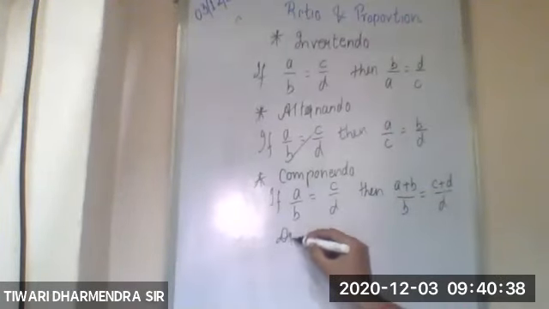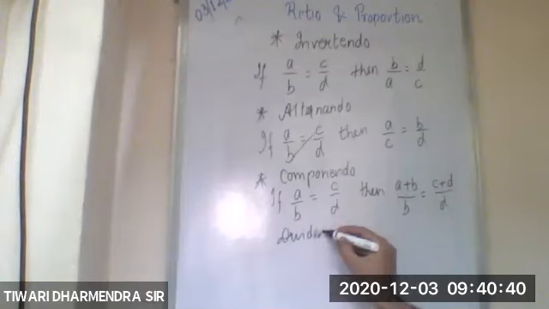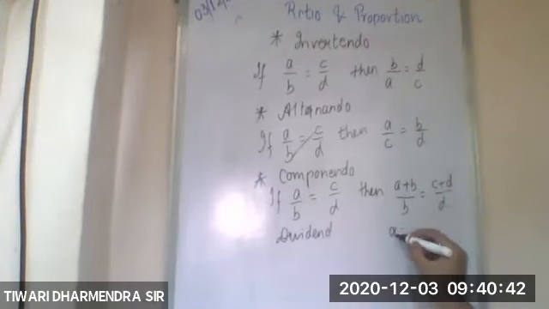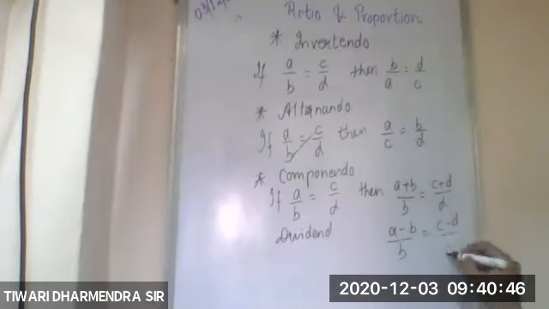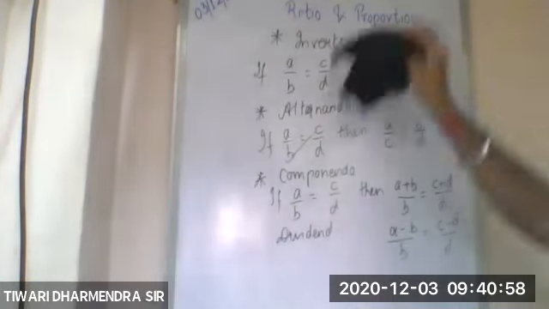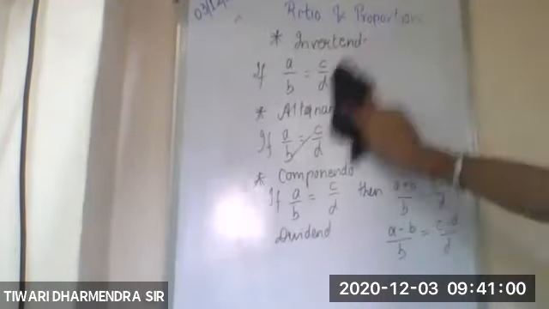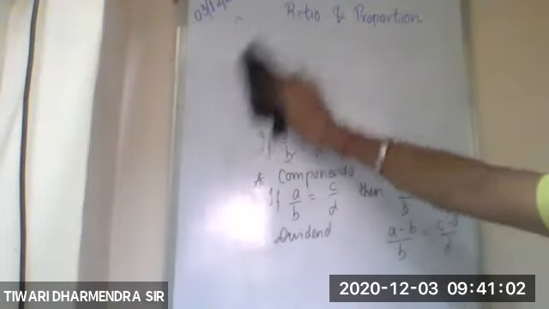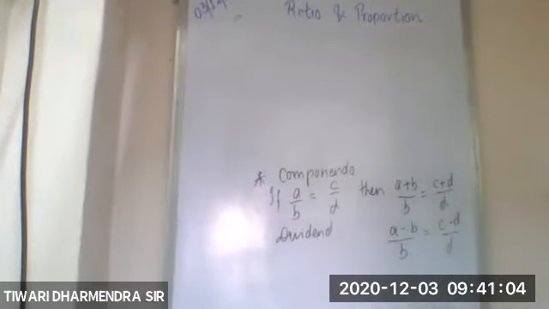Dividendo is similar. For dividendo, we'll be having a minus b upon b equal to c minus d upon d. Same as componendo. In dividendo, we just do subtraction; in componendo, we do addition. And the last property, or you can say operation, is componendo dividendo.